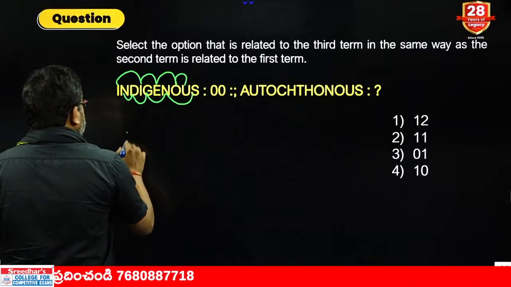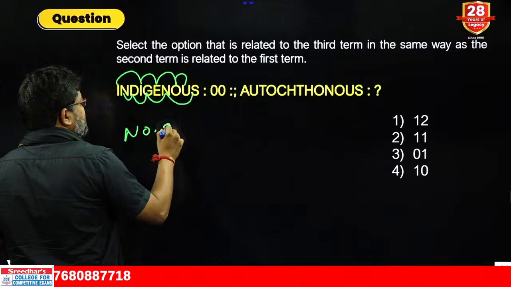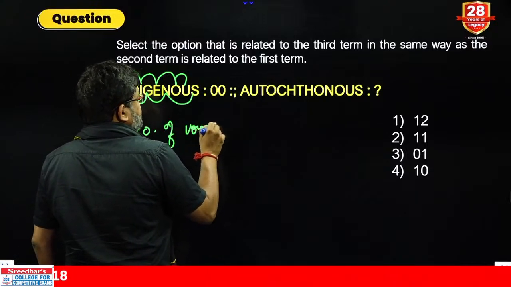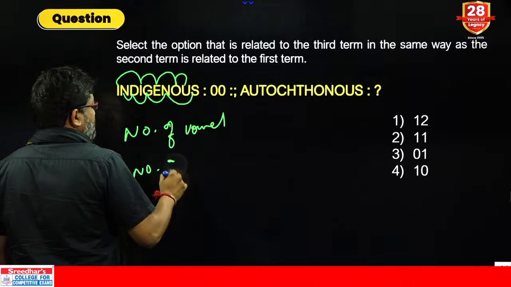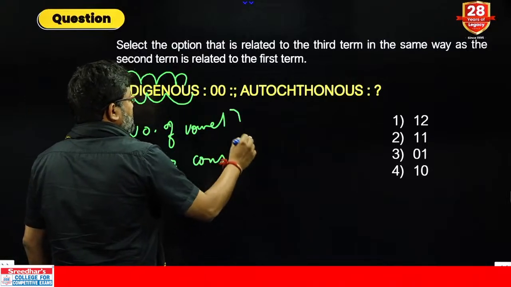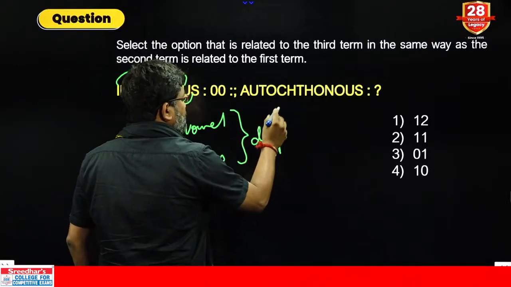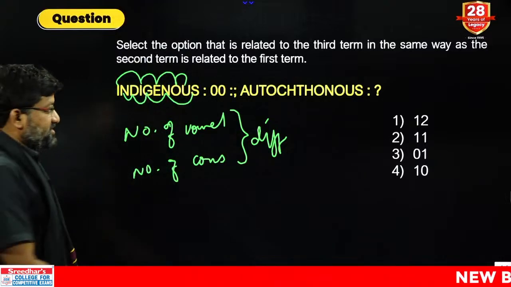So the logic is the difference between the number of vowels and the number of consonants. Go with the same story.